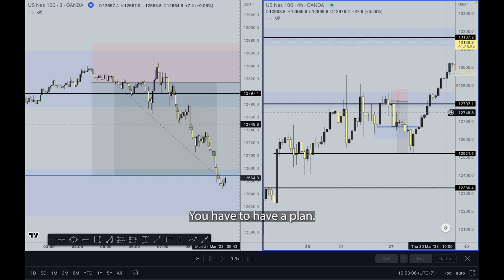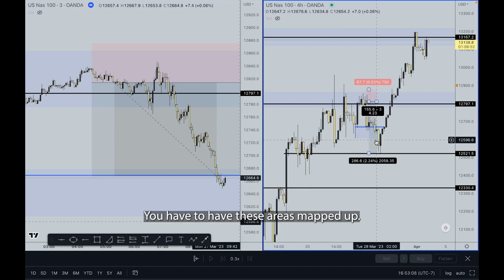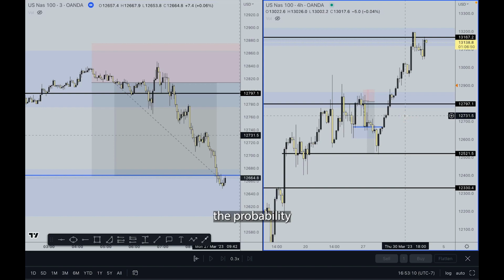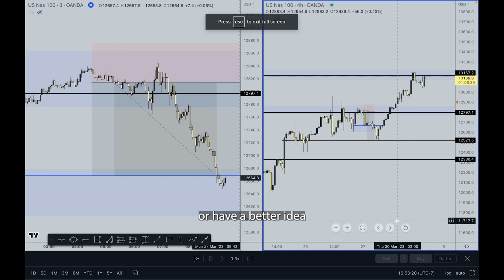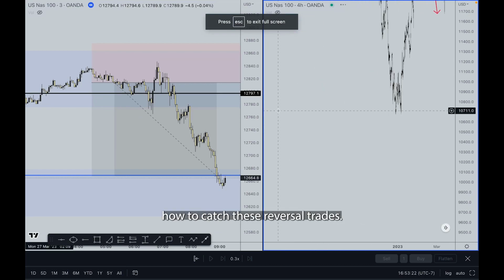You have to have a plan. You have to have these areas mapped out, and you have to understand the probability and context of these certain trade setups and price action, the market behavior. Okay, so now you understand or have a better idea how to catch these reversal trades.